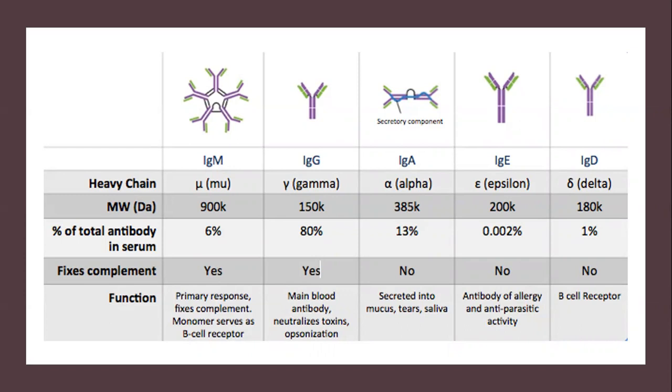IgE responds during allergic and parasitic infection, while IgA is secreted in mucus, tears, and saliva, while IgD acts as a B cell receptor. Among these five, only IgG and IgM access the complement system.